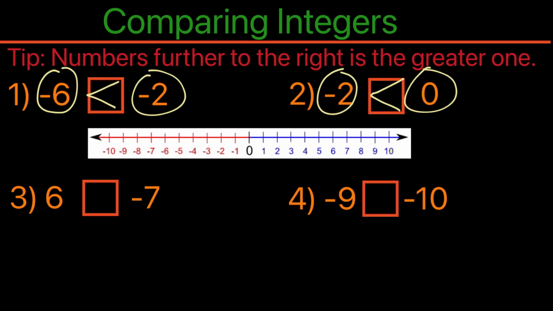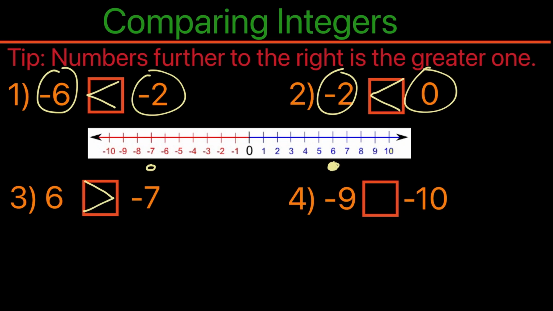Now for the third example, we have 6 and -7. So 6 would be right here, and -7 would be all the way down here. So you can see 6 is the greater of the two, and so this one will be greater than.